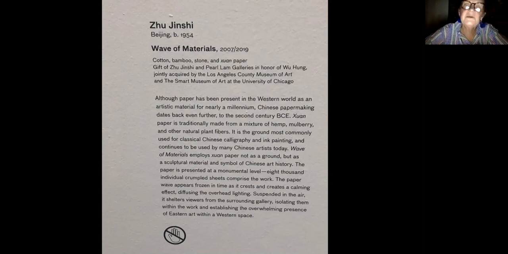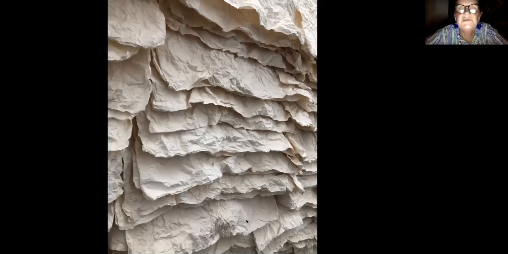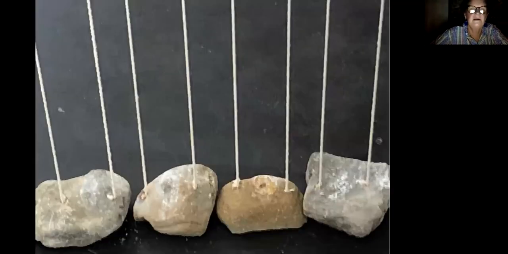The materials are the ones that are symbolic, and he suspends it, isolating the viewers within the work and creating what it says right here at Lockman, the overwhelming presence of Eastern art within a Western space. So my suggestion to you is that seeing this work puts you inside the paper, inside the string, inside the rocks, and makes you accept in your body the presence of these amazing poetic materials.